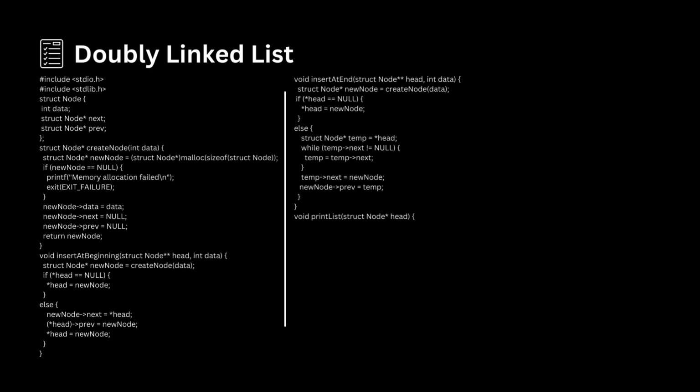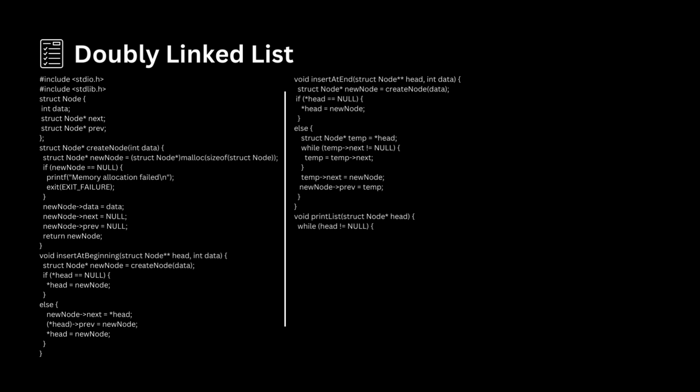Now we will see the print list function. This is the function signature. It takes a pointer to a struct node, that is head, as a parameter. The purpose of this function is to print the elements of the doubly linked list, moving from the beginning to the end. This loop iterates through the linked list, printing the data of each node.